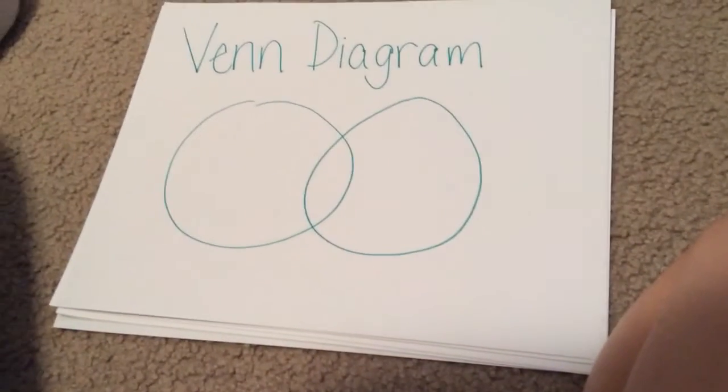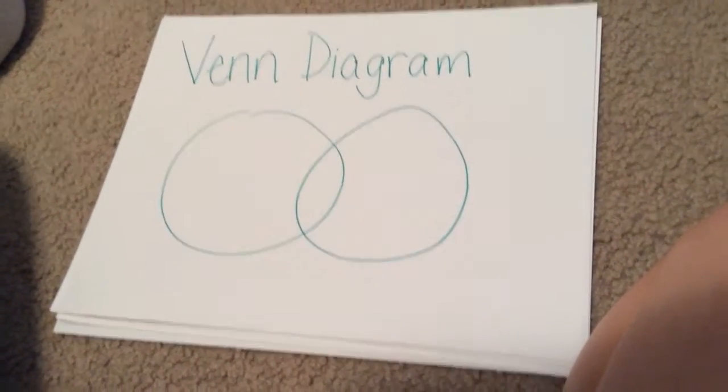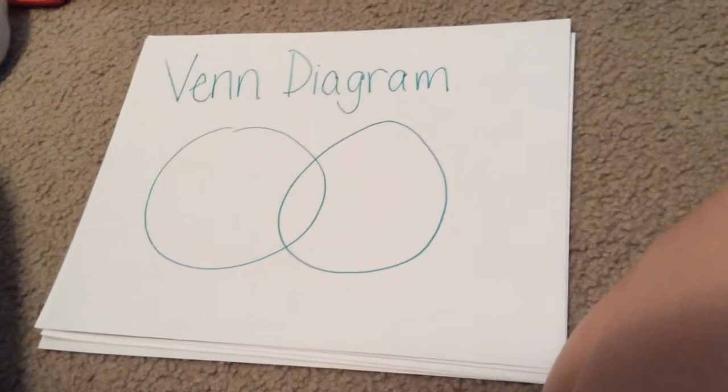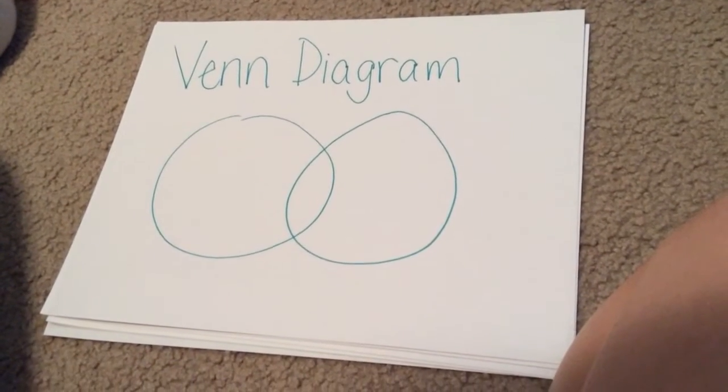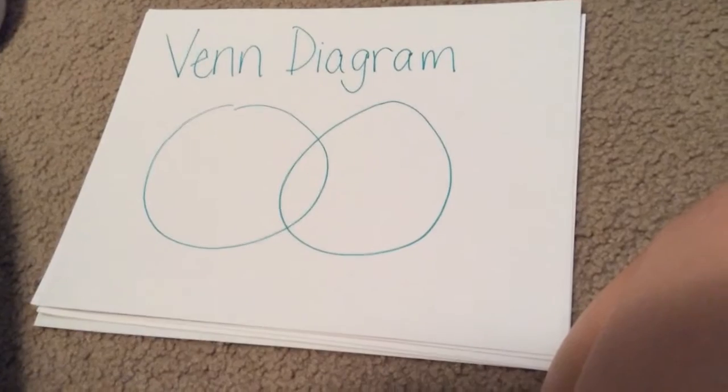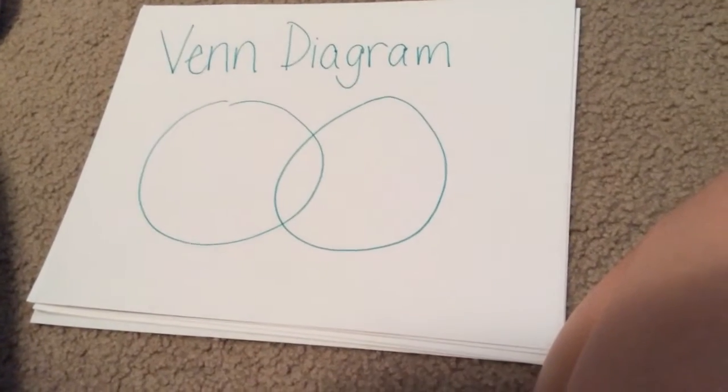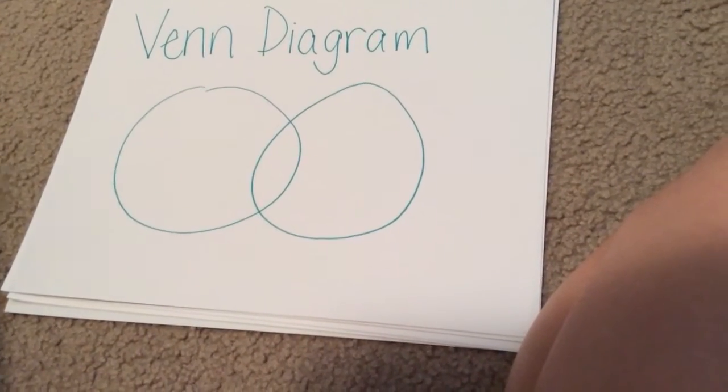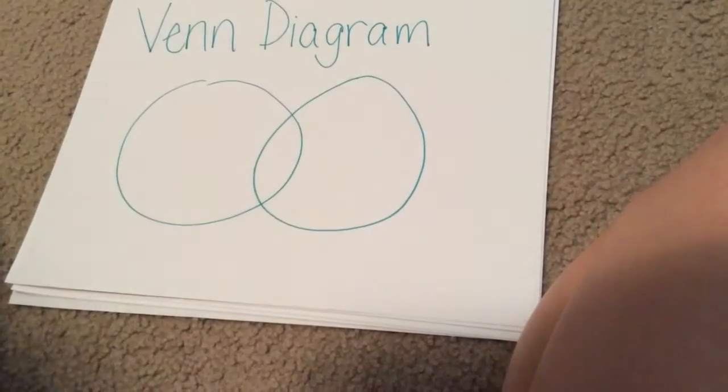So from elementary, you may be familiar with a Venn diagram. It's used to compare and contrast different things. It could be dogs and cats. It could be just different qualities of different items. It could also be comparing prime numbers and composite numbers. They just compare what things have in common.